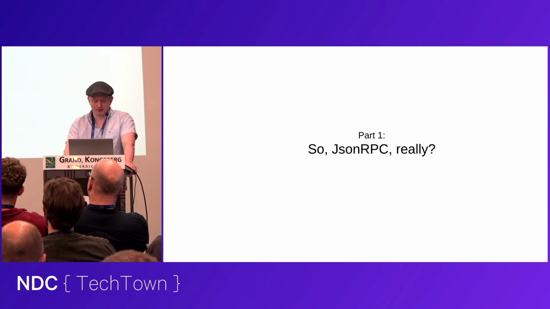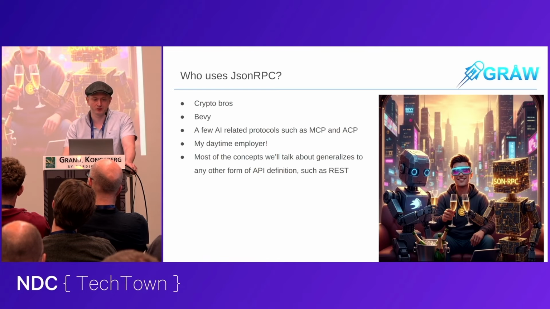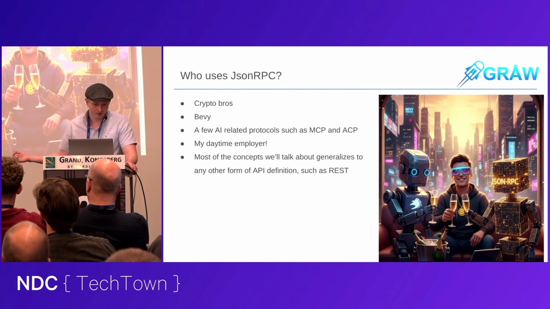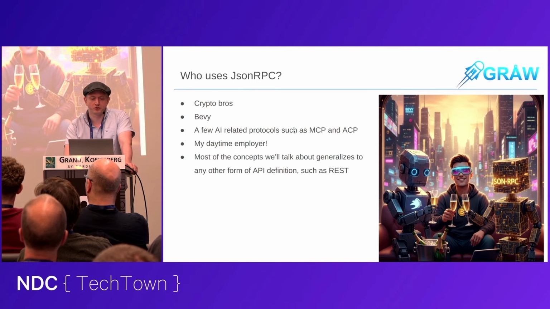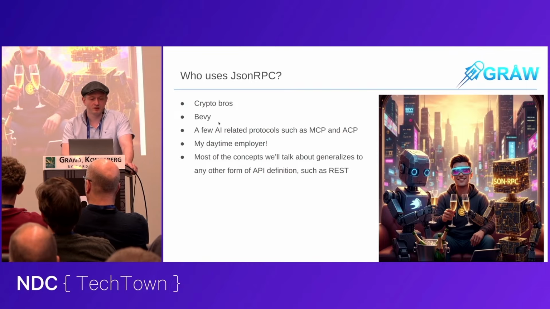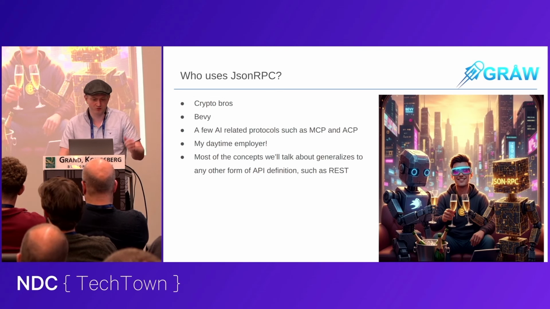And then JSON RPC, really? It's probably the question a lot of you ask. It's not that popular. It's mostly used by crypto bros, the Bevy game engine, which is the nice little bird here, and a few AI-related protocols, most famously MCP. Also the new ACP uses JSON RPC. And a lot of the concepts in the following language are applicable to any API declaration you will want. You can easily do REST, but we're doing JSON RPC currently.